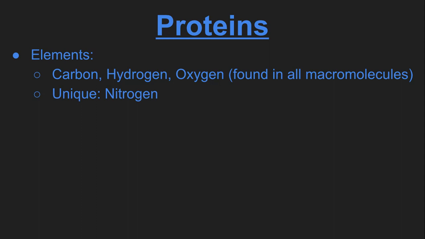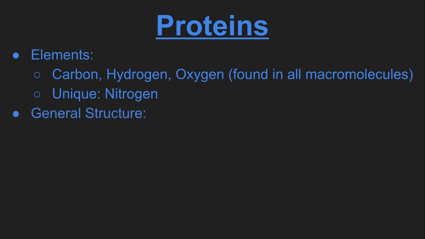Now, the thing that's unique with proteins is they're the only ones that also have nitrogen. Nitrogen technically is also found in nucleic acids, which we'll talk about more in a minute, but there are other clues in nucleic acids that will tell you that you're looking at those. So if you only see nitrogen in addition to carbon, hydrogen, and oxygen, you know for sure it's a protein.